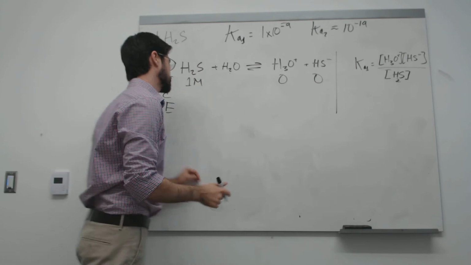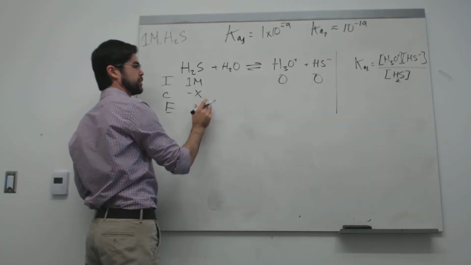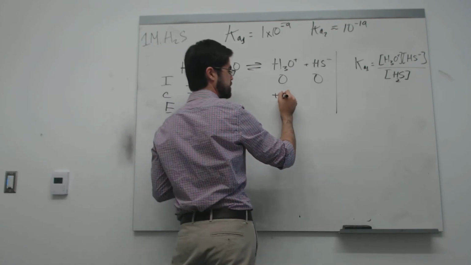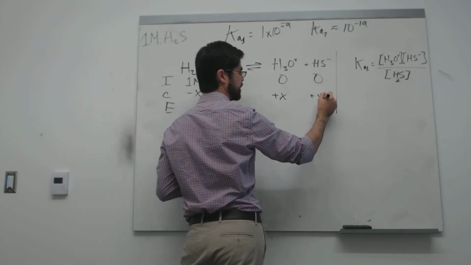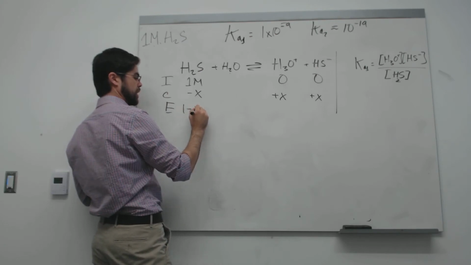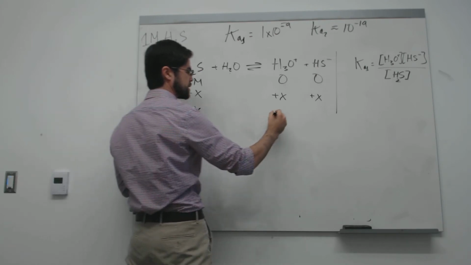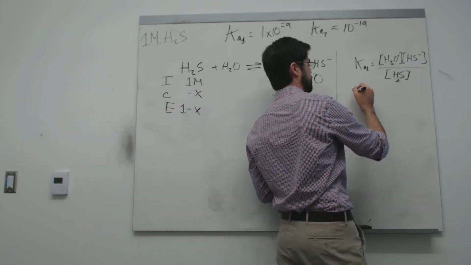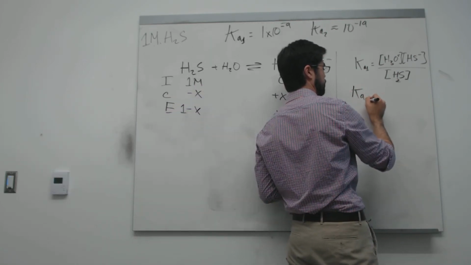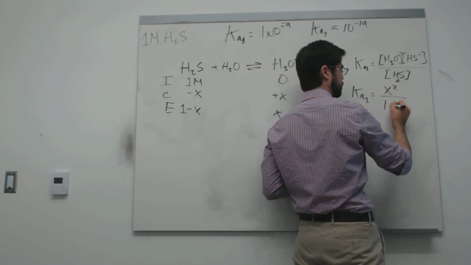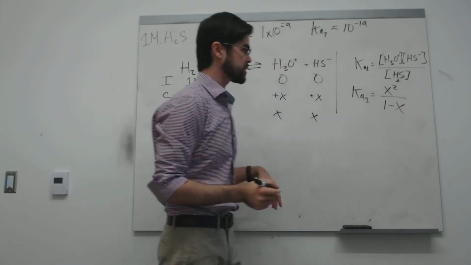So I know if I start with 1 molar, and I assume I'm starting with no hydronium and no HS minus, the reaction goes forward and I lose a little bit of H2S and I generate a little bit of hydronium and a little bit of HS minus. So my equilibrium concentrations are 1 minus X, X, and X. And if I plug those values into my expression for the law of mass action, I get X squared over 1 minus X.